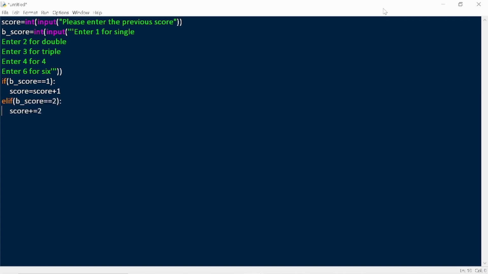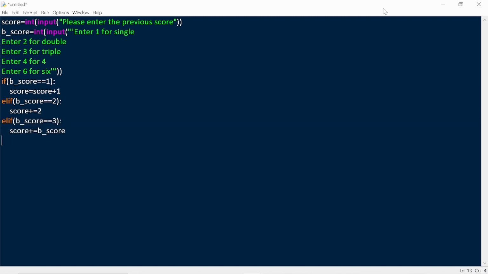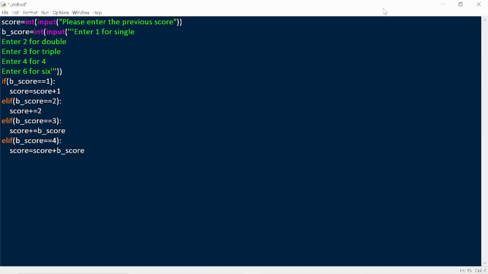Another way to solve it is, I should write elif again: if b_score equals 3, then we can write score plus equal b_score, or another way to write it is score is equal to score plus b_score. And here that is fine.